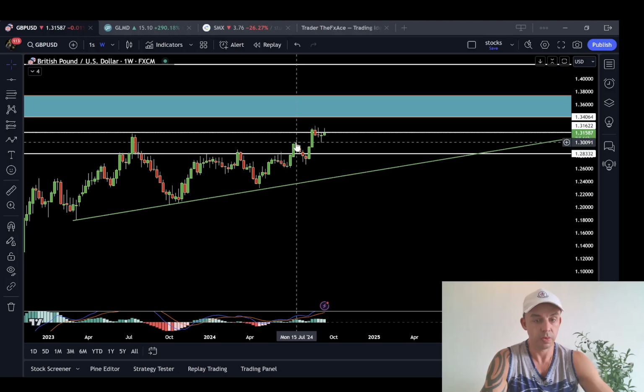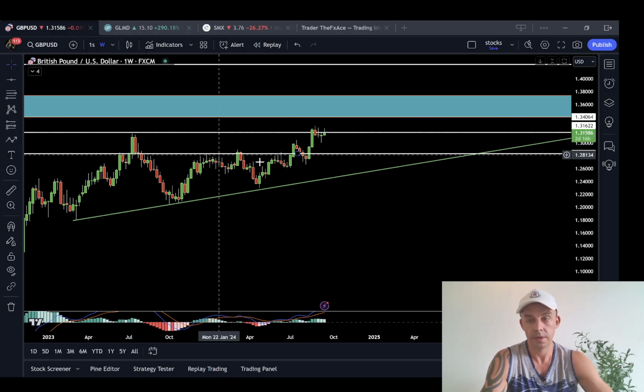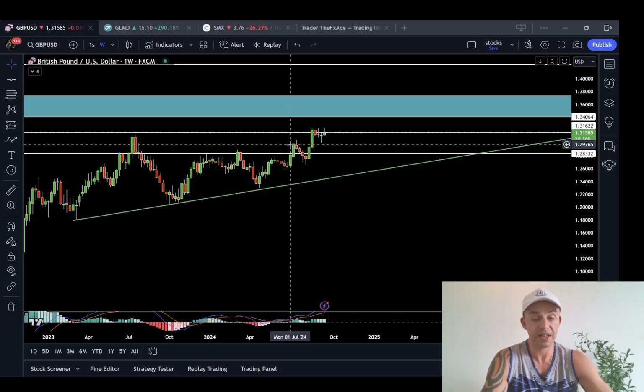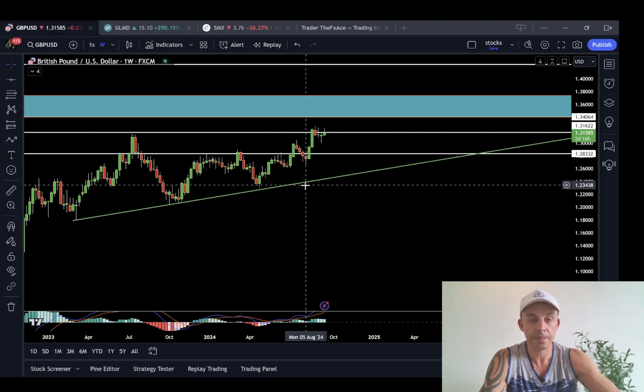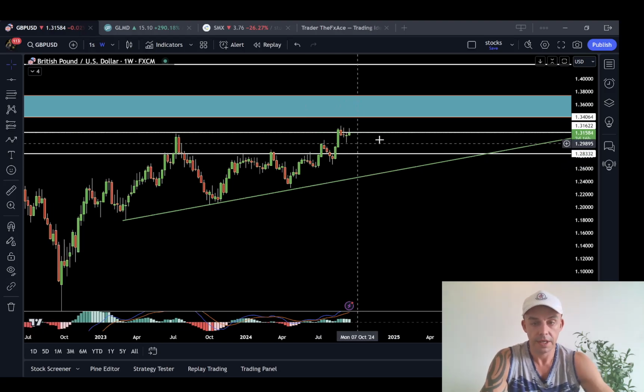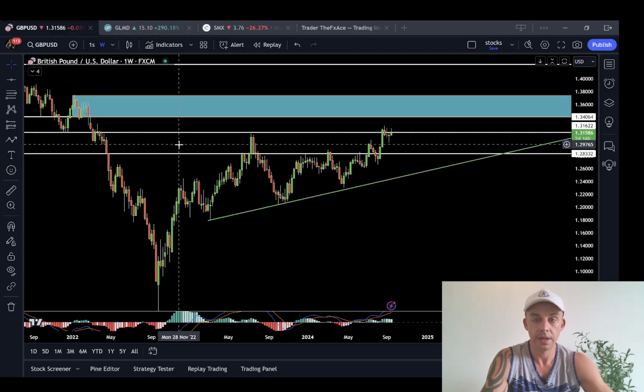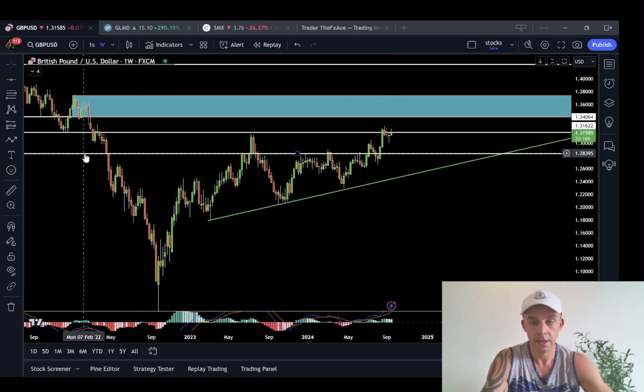Which was this, from the swing high, swing low. So it's respecting the swing highs, the previous swing highs in the move up. So is anything looking like we could get a sell-off here on the British pound?